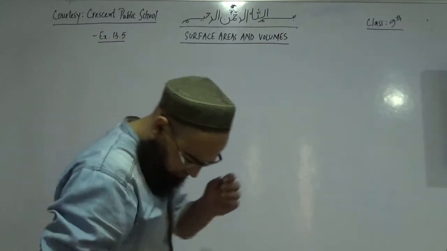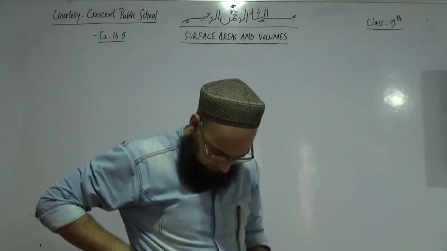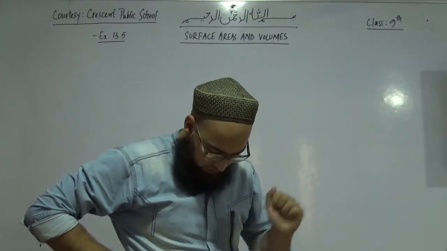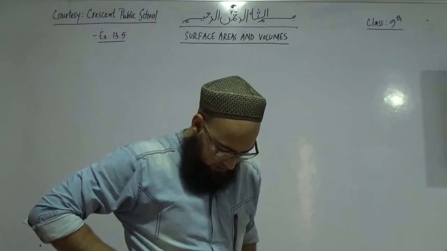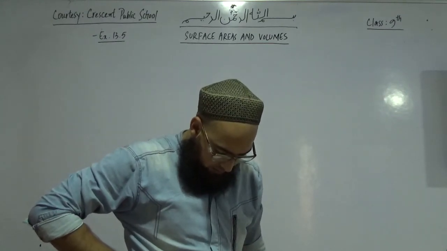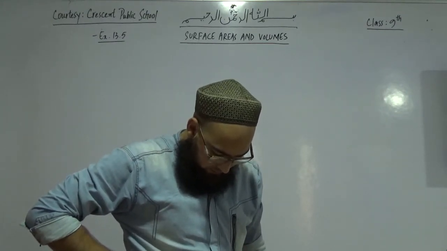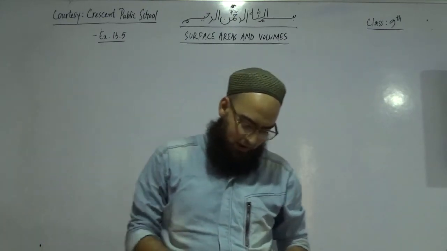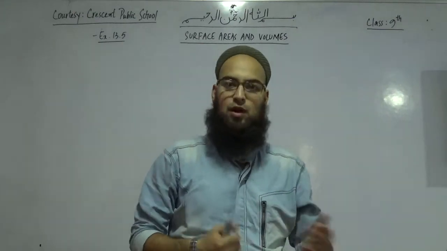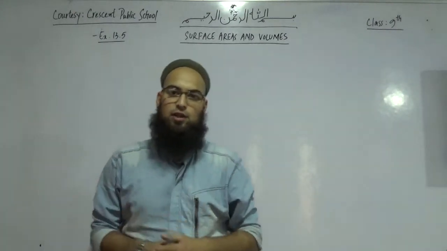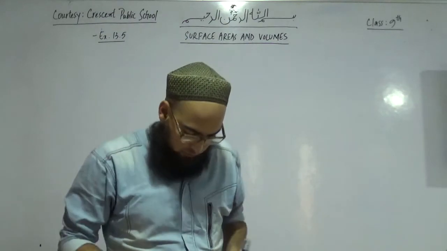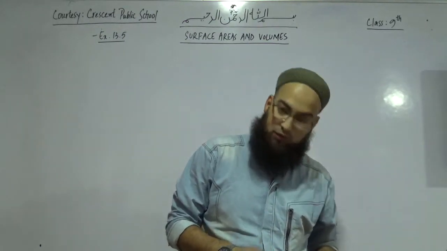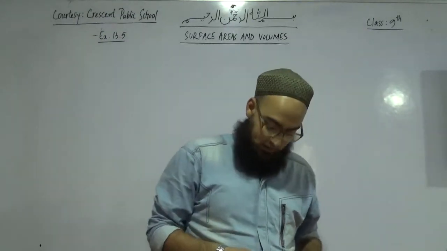Now, question number 7. A godown measures 40 by 25 by 10 meter. Find the maximum number of wooden crates, each measuring 1.5, 1.25, 0.5 that can be stored in the godown. Find the volume of the godown, then find the volume of the crate. Now divide the volume of godown by the volume of crate. That will give you the total number of crates that can be stored in the godown.